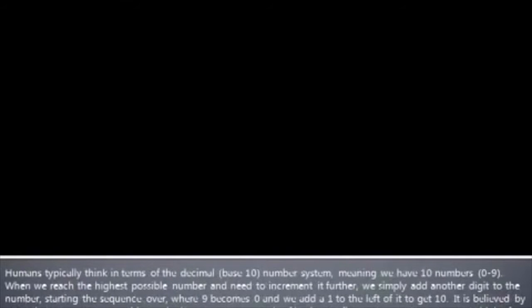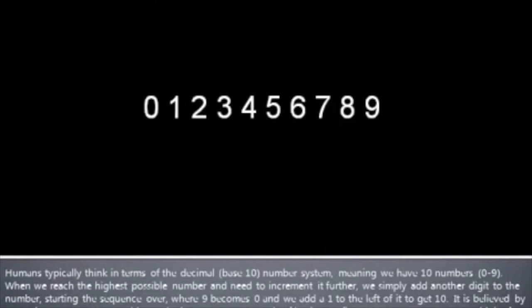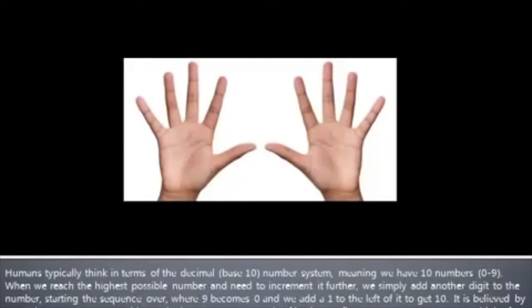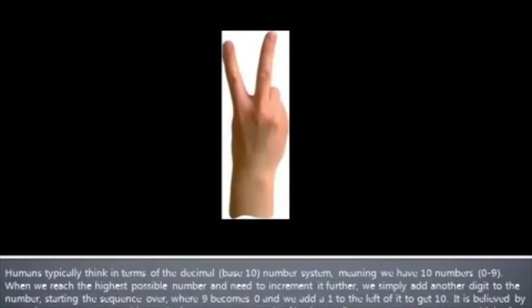Humans typically think in terms of the decimal number system, meaning we have 10 numbers. When we reach the highest possible number and need to increment it further, we simply add another digit to the number, starting the sequence over, where 9 becomes 0 and we add a 1 to the left of it to get 10. It is believed by many that we came to use this numbering system as a result of having 10 fingers to count on. You can think of your computer as having only 2 fingers to count on. Therefore, all instructions for it must be given in binary.